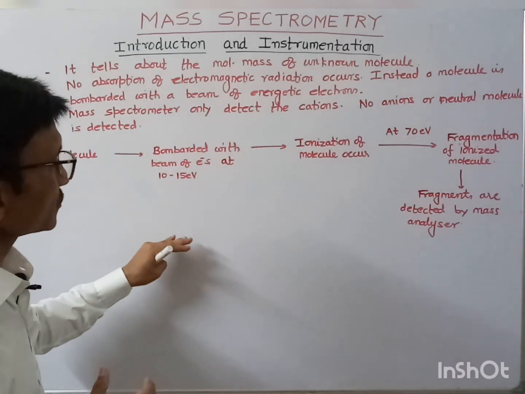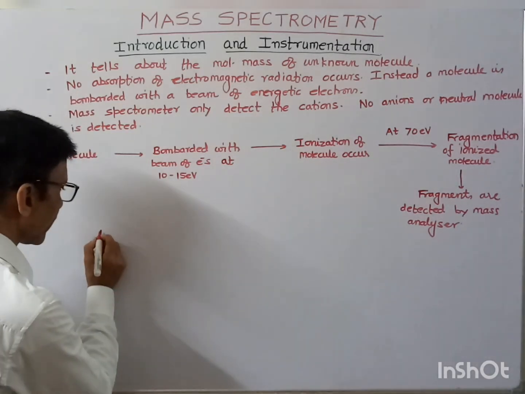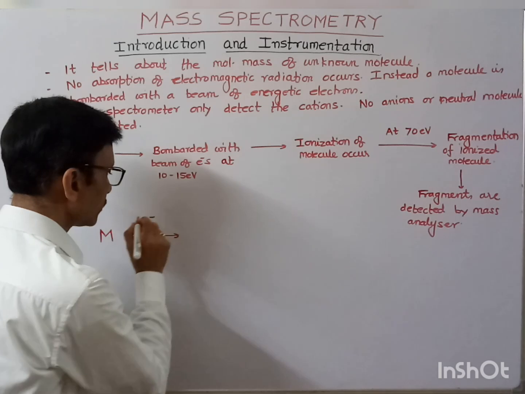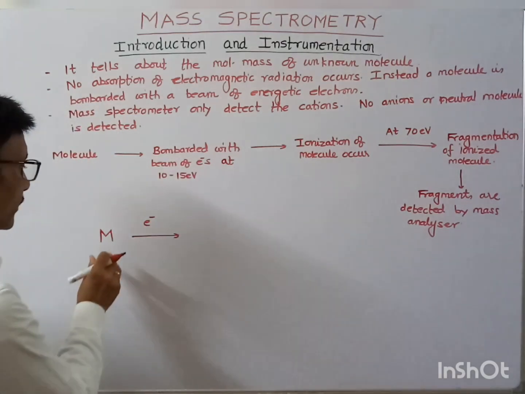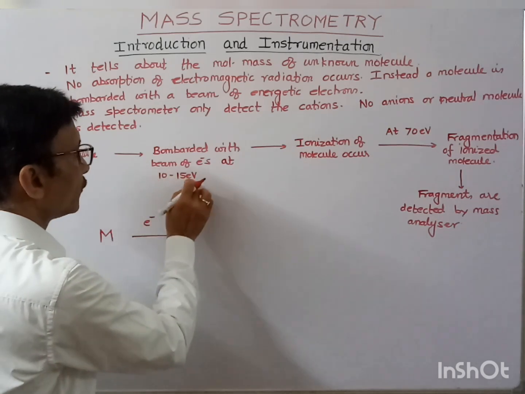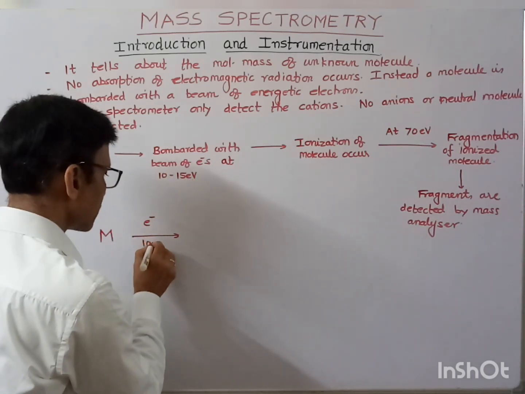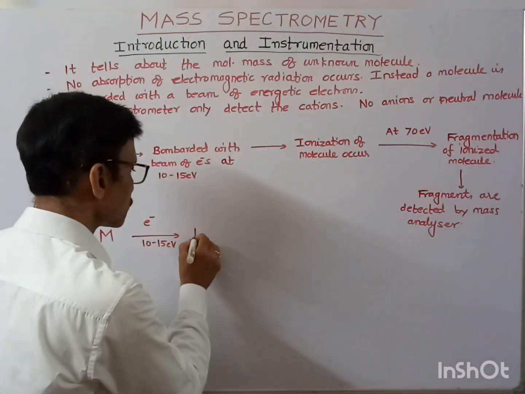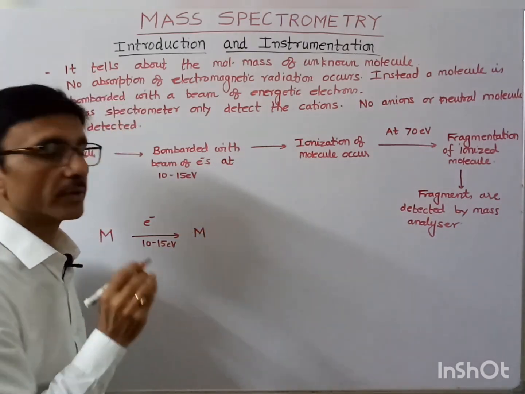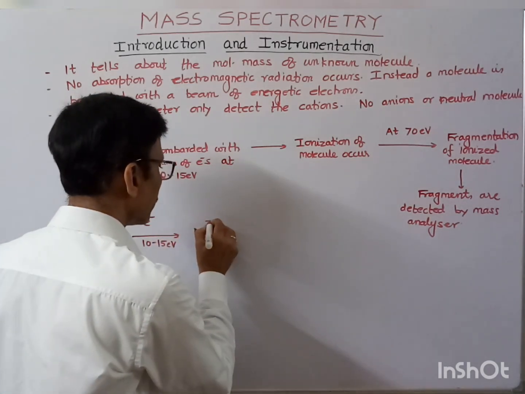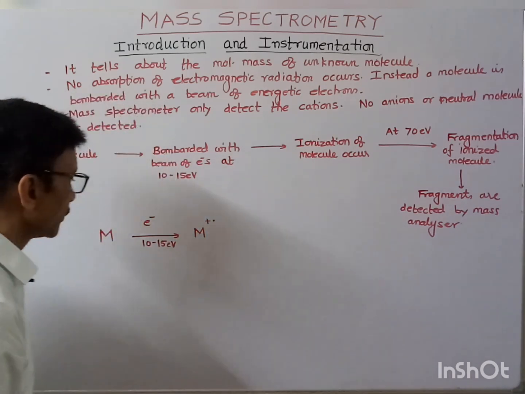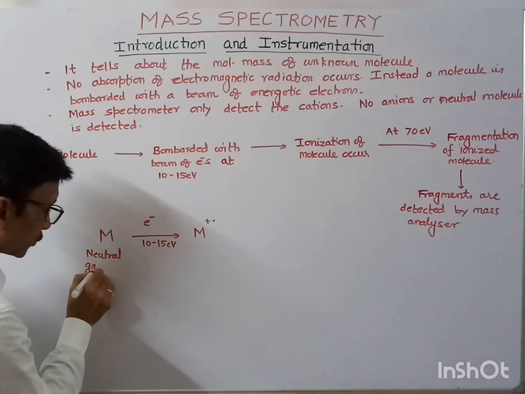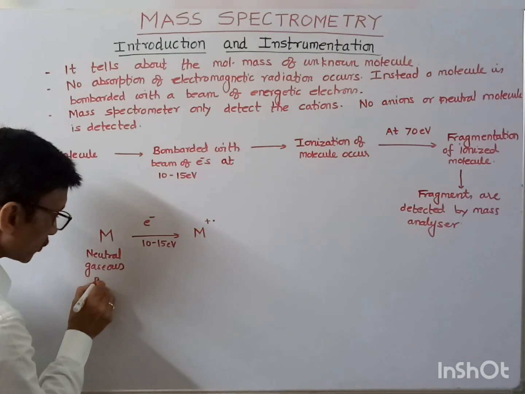Now suppose M is the molecule, and this molecule is bombarded with an energetic beam of electrons at 10 to 15 electron volts, and ionization takes place. M is a neutral molecule, and mainly we should write neutral gaseous molecule. It is better to write neutral gaseous molecule.